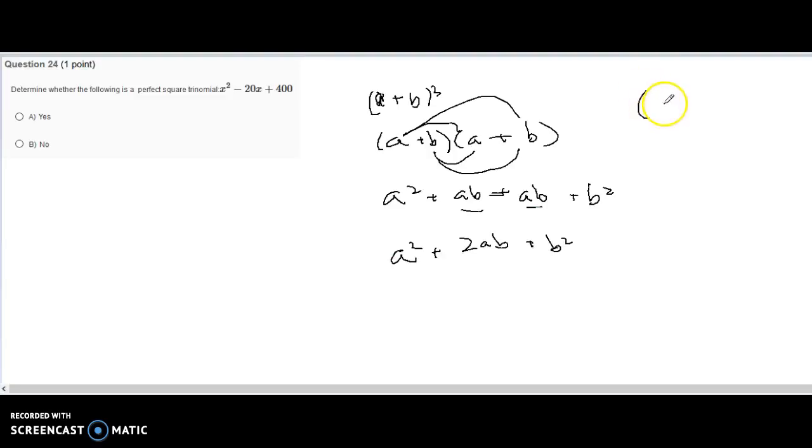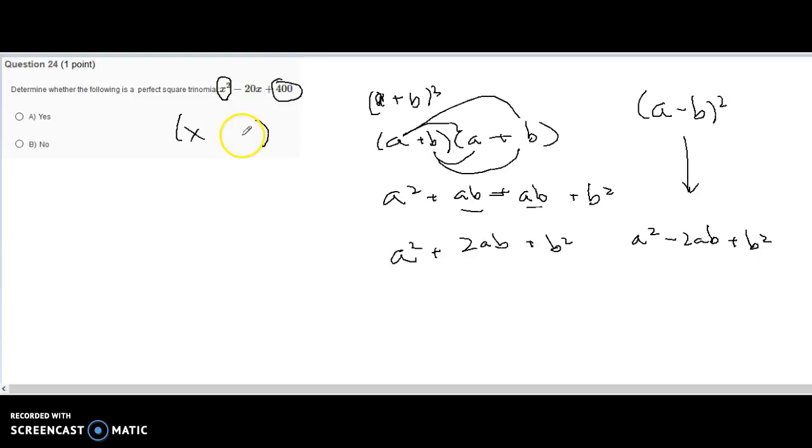And if it happens to be a minus instead of a plus, it's pretty easy to follow the same process, and the only thing that's different is you have minus 2ab, but you still have plus b squared. So on the surface, this is a candidate for being a perfect square trinomial because we have right here something squared. So our a could be x. The first term in our binomial could be x. And here we have something squared as well. We have 400, which is 20 squared, so b could be 20.